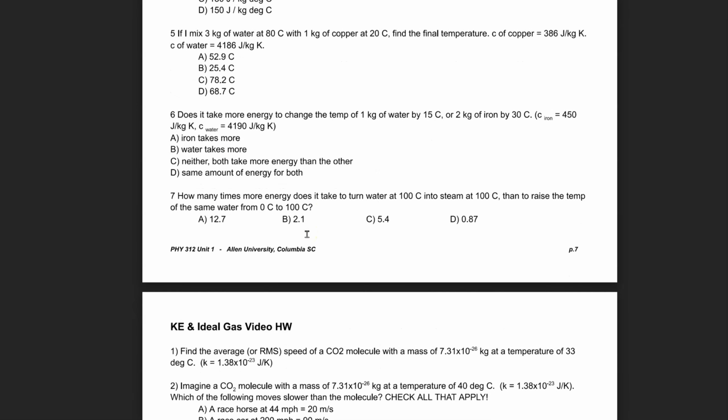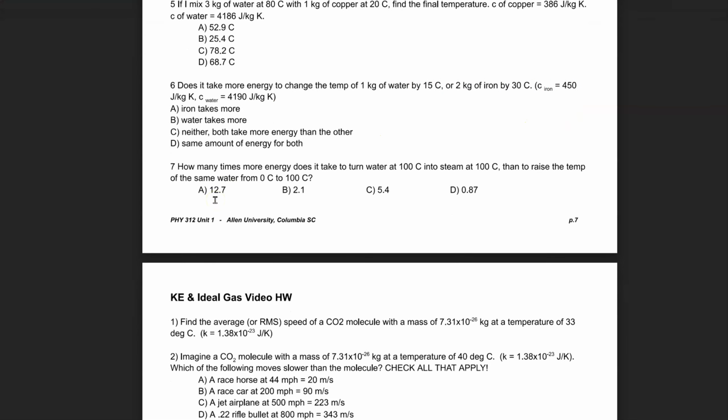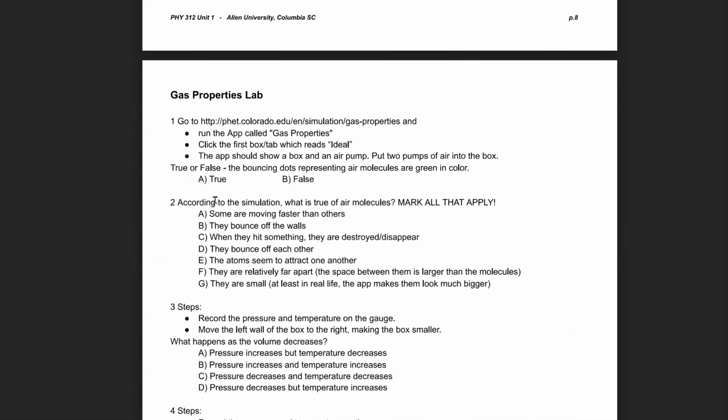All right, so there's a number of these. Right here, this is a calorimetry problem. If you're changing 1 kilogram of water 15 degrees, you've got the number, you multiply it out. The 2 kilograms of iron and 450 is C there. Change it 30 degrees, you can multiply them out. Which one's more, right? So that's that. Not too bad, not too bad.